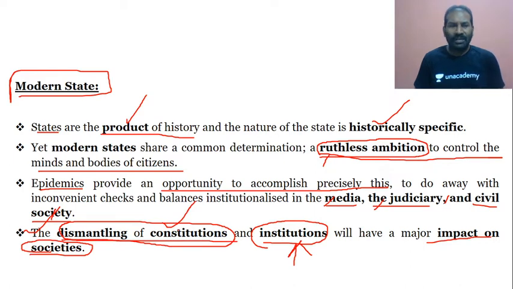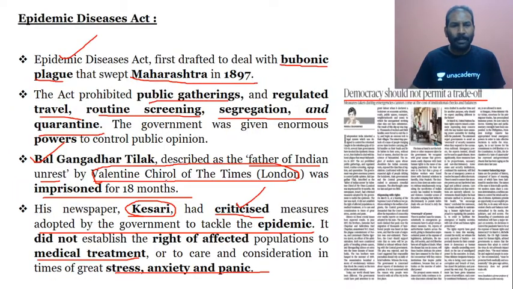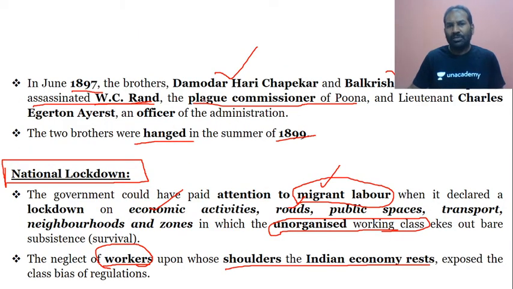So from this, today we have taken the Epidemic Diseases Act 1897. We have Bal Gangadhar Tilak, and also the person who described him as the father of the unrest, that is Valentine Chirol. And there are two brothers, Damodar Hari Chapekar and Balakrishna Hari Chapekar, who assassinated. It could again be part of the prelims. So there are analytical and factual data which I am possessing, and also from the mains point of view.